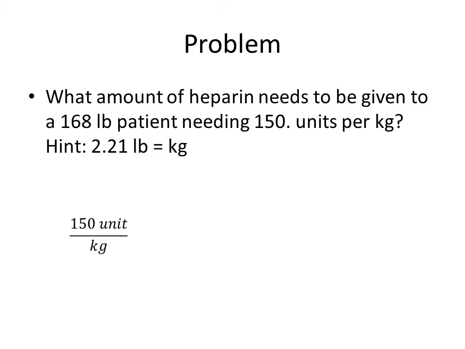To do this problem, the first thing that we do is we write the dosage, 150 units per kilogram. I see that I'm going to need to get rid of kilogram in the denominator in order to go to a certain amount of units of heparin. To do that, I need to multiply by the mass of the patient, but the mass of the patient is in pounds, so I need to either convert pounds to kilogram, or I can convert kilogram to pounds.